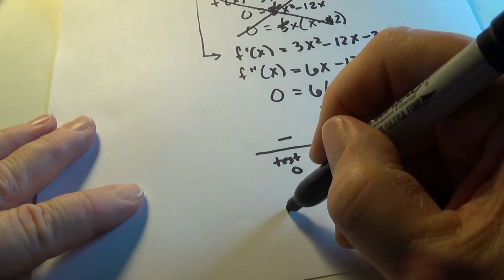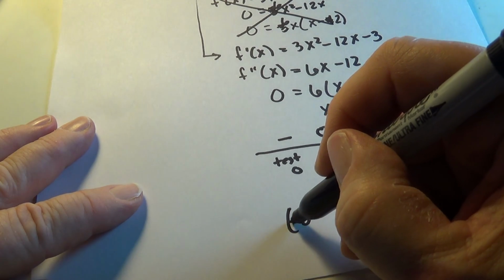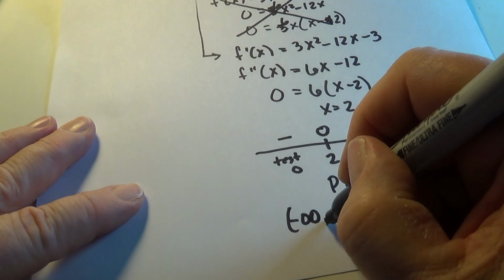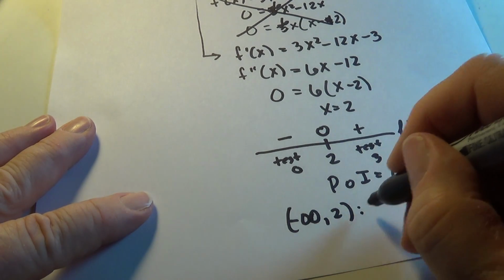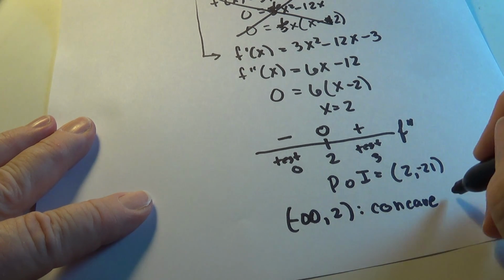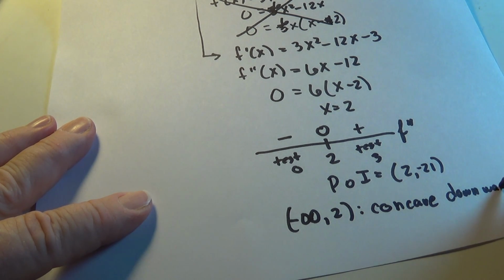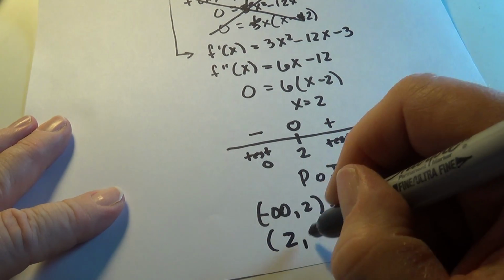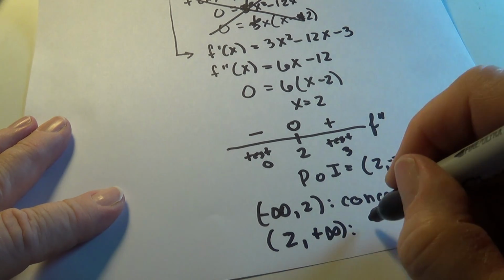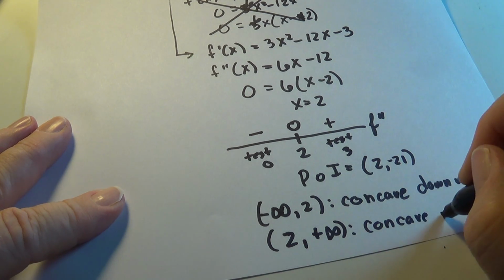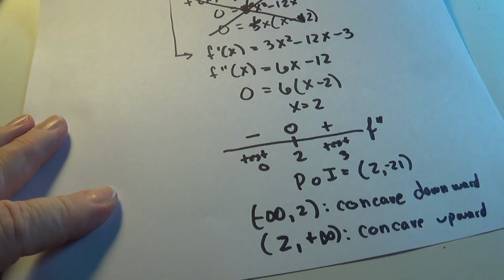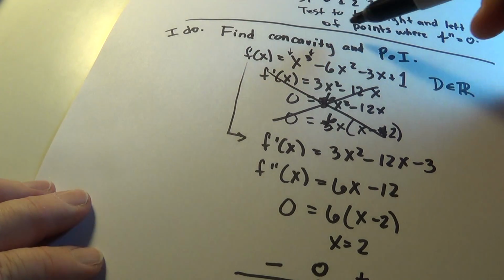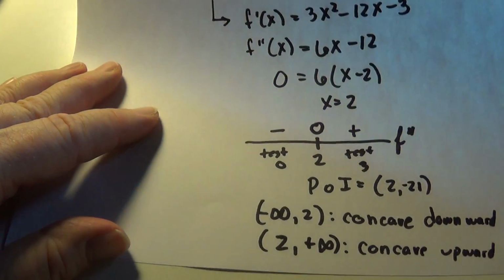This function on this interval from negative infinity to 2, we have concave down. And on this interval, we have concave up. So there I have established what I started out to find, the concavity and the point of inflection.